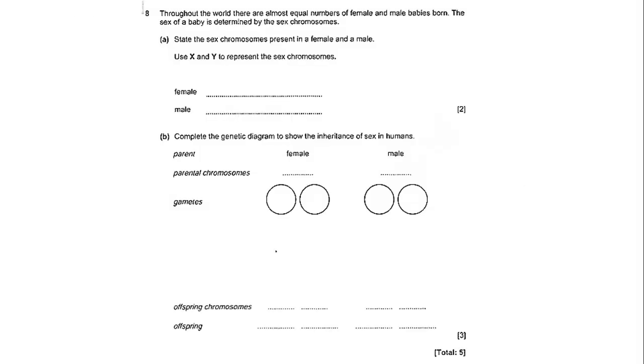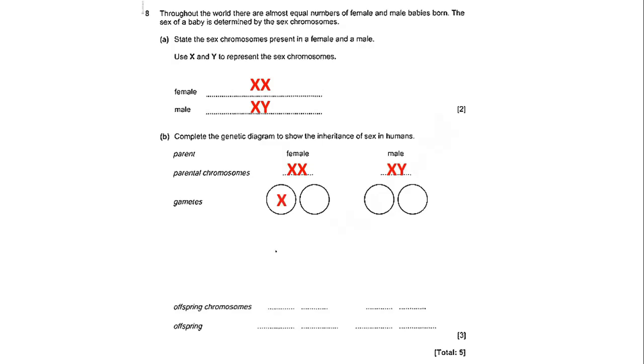Let's look at another question. Throughout the world, there are almost equal numbers of female and male newborn babies. The sex of the baby is determined by the sex chromosomes. State the sex chromosomes present in female and male. So here we go. Females are always XX while males are always XY. Complete the genetic diagram to show the inheritance of sex chromosomes in humans. So the female will have the sex chromosomes XX and the male will have the sex chromosomes XY.